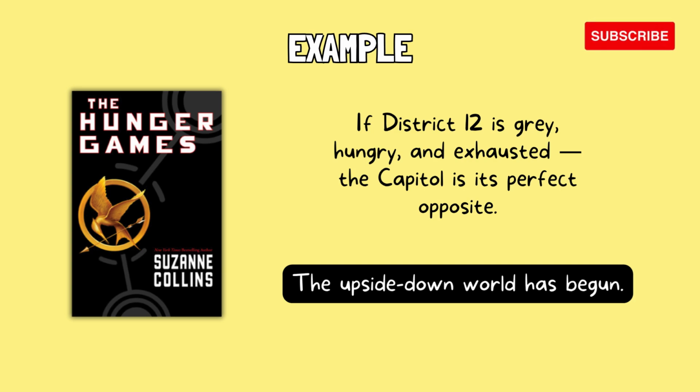If District 12 is gray, hungry, and exhausted, the Capitol is its perfect opposite: glamorous, decadent, colorful. The people are gluttonous and oblivious, and Katniss notices it immediately. She is immediately swept into the makeover center, transformed from the girl from the seam into something polished and spectacular. She's not in District 12 anymore. The upside-down world has begun.